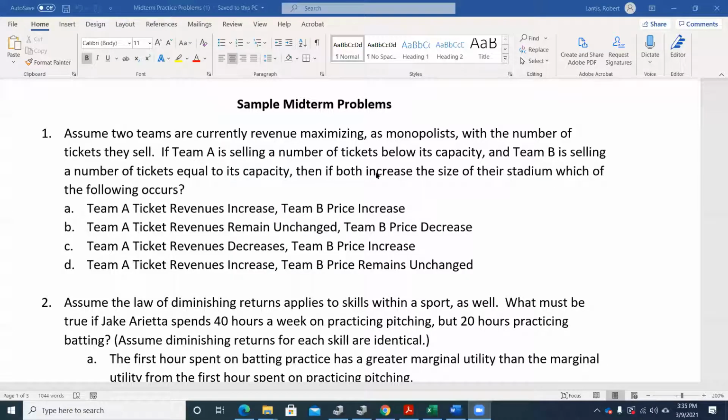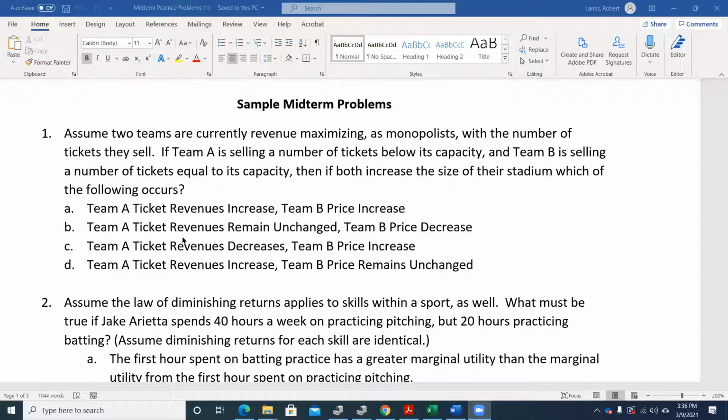So let's start out. I want to make sure I go through the ones I think are most important after writing the exam. We'll start with problem 1, thinking about what some of these multiple choice questions could look like. Assume we have 2 teams currently revenue maximizing as monopolists. Or, even if we think of this as profit maximizing, it doesn't really matter because our costs in a ticket market run along the x-axis. Either way, team A is currently selling a number of tickets below its capacity, and team B is currently selling tickets equal to its capacity. If both increase the size of the stadium, which of the following is going to occur?